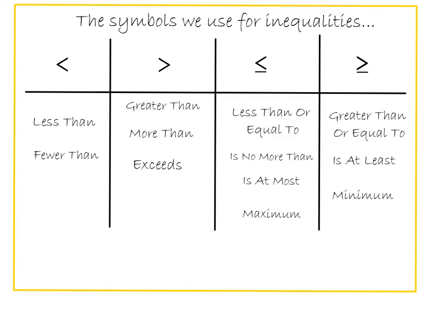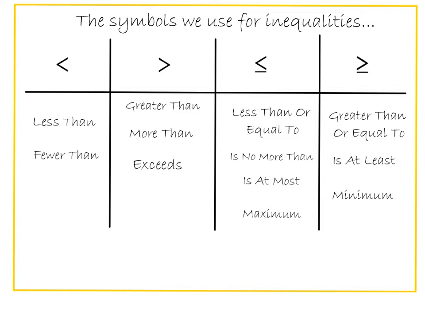Here are the four symbols that we use for inequalities: less than, greater than, less than or equal to, or greater than or equal to. If you notice, there are some different ways of saying these four symbols. Like, for example, if we're talking about something that is less than, we could also say fewer than. For greater than, you might hear it as more than or exceeds. So, for example, if the number of girls in the room exceeds 10, that would mean that there are more than 10 girls in the room. Now, does that mean there could be exactly 10 if it exceeds? No, exceeds means it has to go beyond, so not exactly 10, but more than 10.